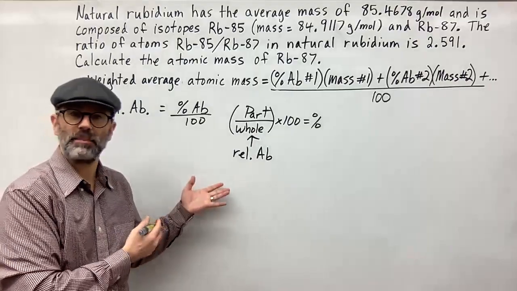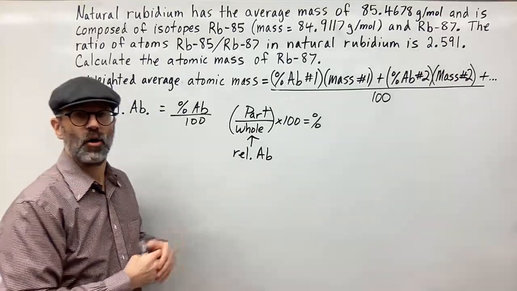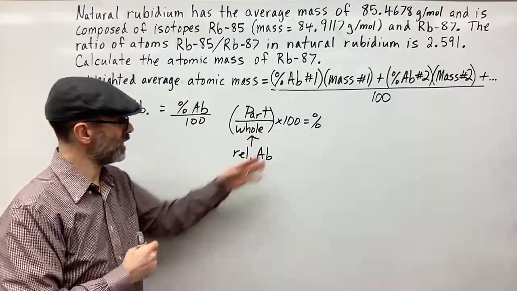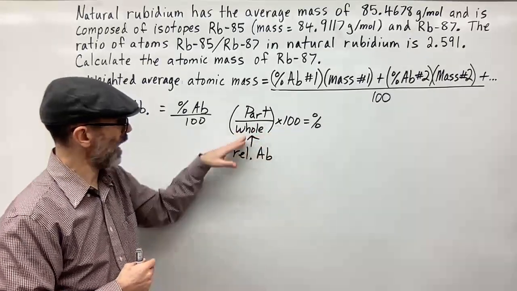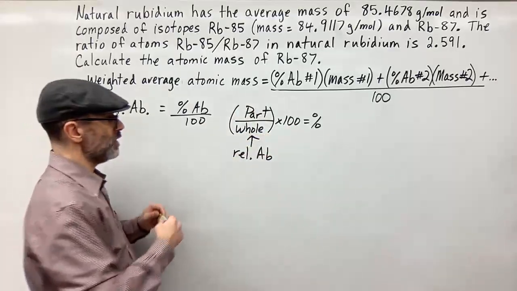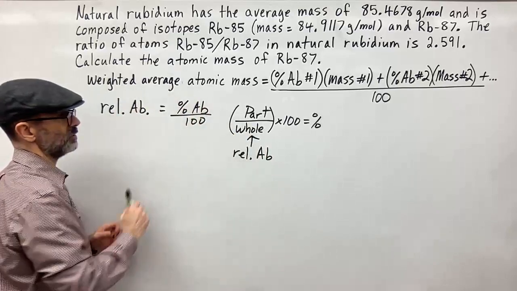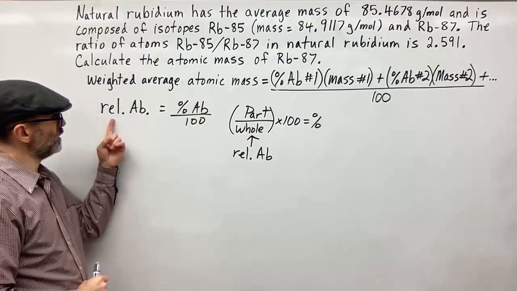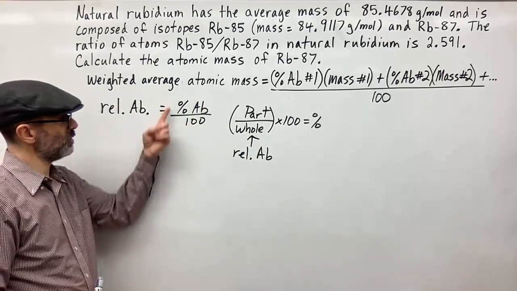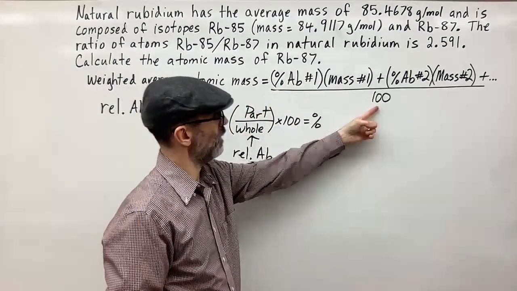So you might call this the fractional amount. Sometimes they call it the fractional amount or the percent amount, right? Percent amount would be the fractional amount multiplied by 100. Well, if you divide both sides by 100, you get this. So the relative abundance is the percent abundance divided by 100. That's exactly what you have here. Percent abundance divided by 100.